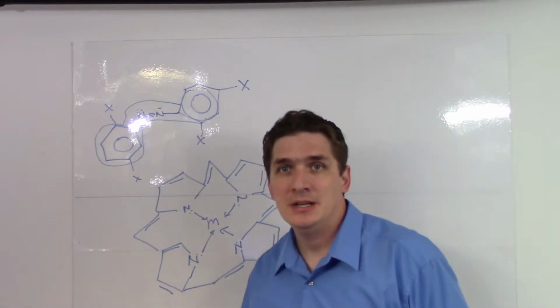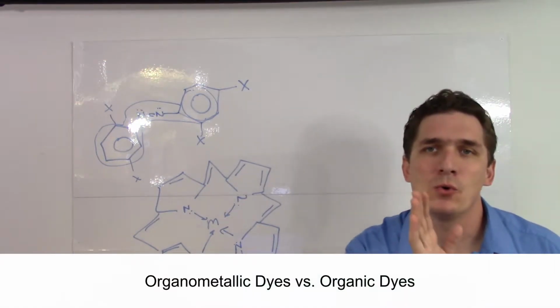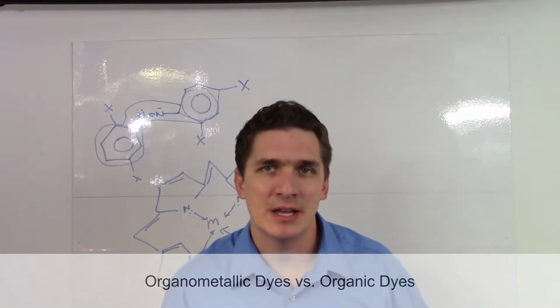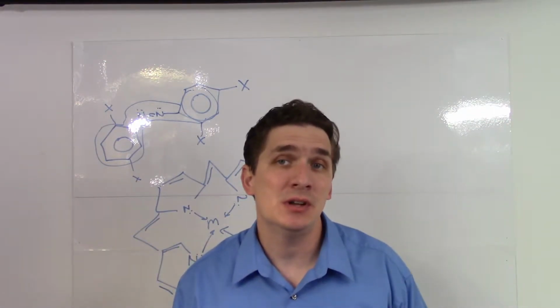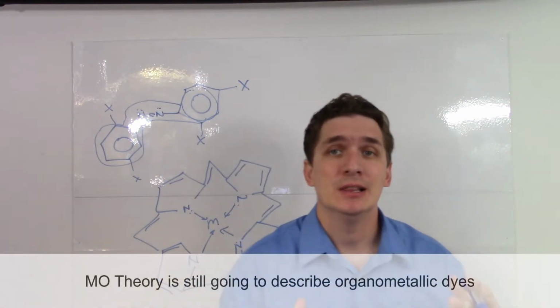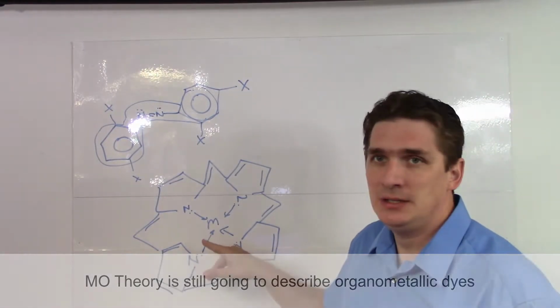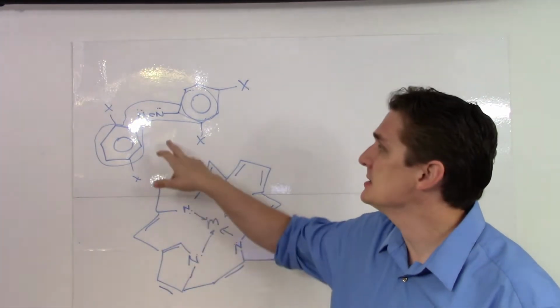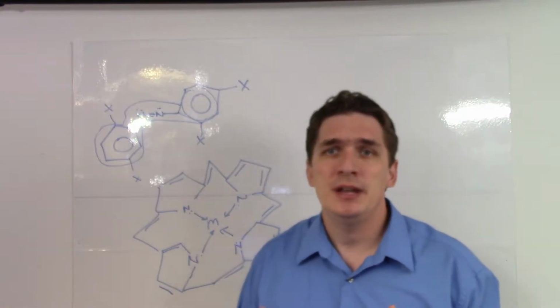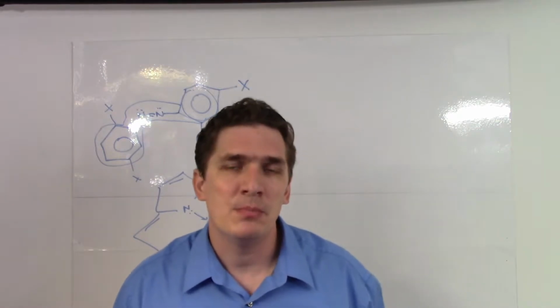So I've drawn a big nasty molecule underneath my previous azo dye. So organometallic dyes, these organic compounds with metals in them, are still going to obey this molecular orbital theory approach to looking at where the energy comes from. Now, the big difference between this organometallic complex and something like an azo dye is, with an azo dye, typically that HOMO-LUMO gap are both bonding and antibonding.